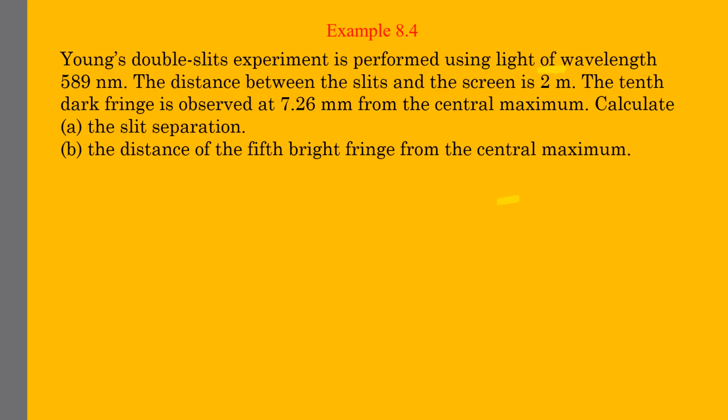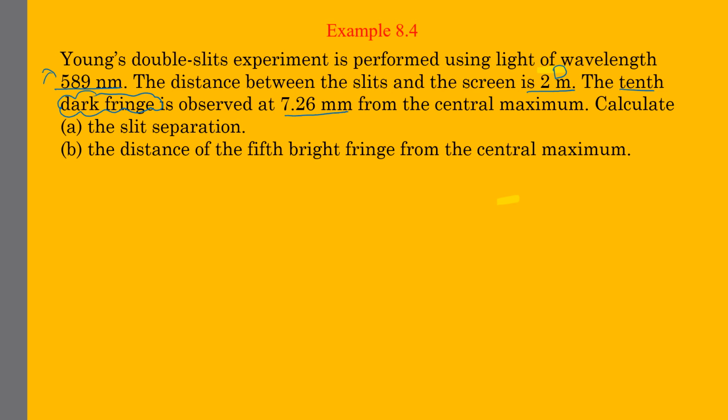Example 8.4. Young's double slit experiment is performed using light of wavelength 589 nanometer. Okay, this is wavelength. The distance between the slit and screen is 2 meter. So this is capital letter D, distance between slit and screen. The 10th dark fringe is observed at 7.26 mm from the central bright.